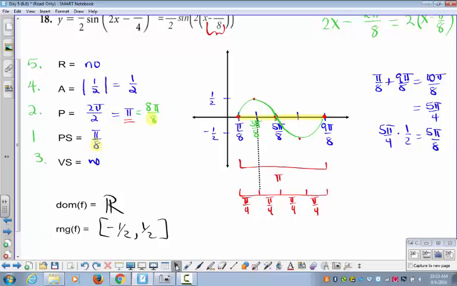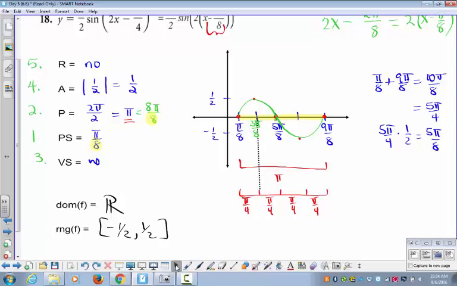So the other way is to do the middle thing. You could say, oh, 5 pi over 8 plus pi over 8 is 6 pi over 8, which reduces to 3 pi over 4, but then you have to divide by 2. And if you divide 3 pi over 4 by 2, you get 3 pi over 8. So you could do that. You could do this plus this divided by 2. That also works. Lots of ways to get that.